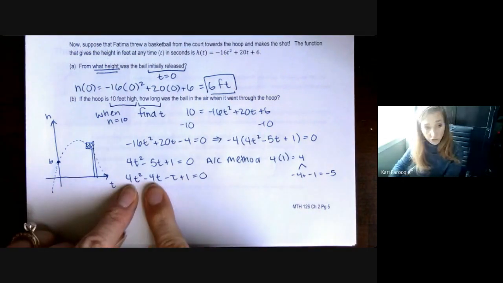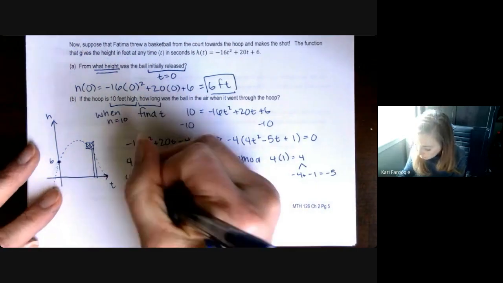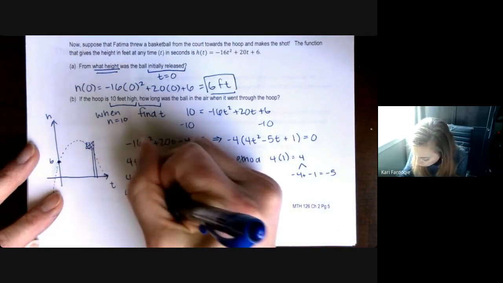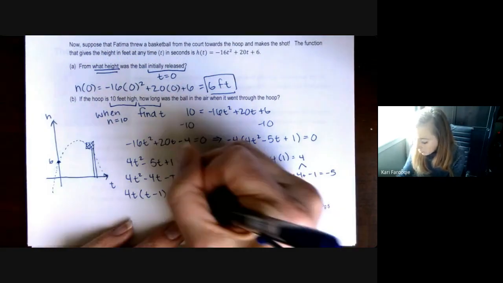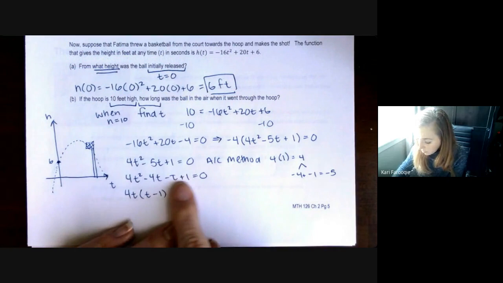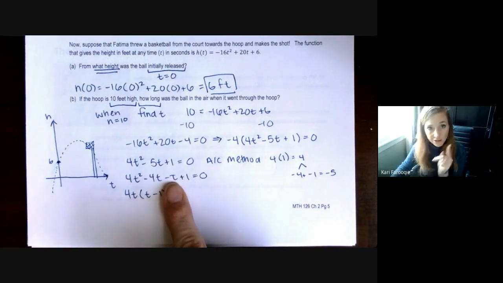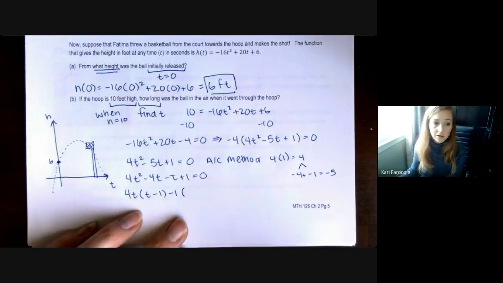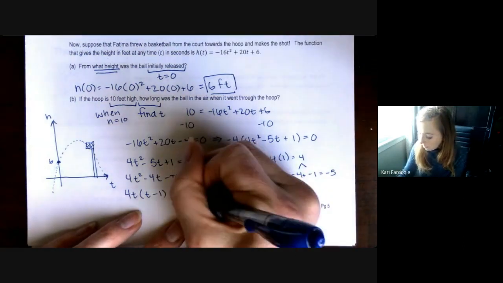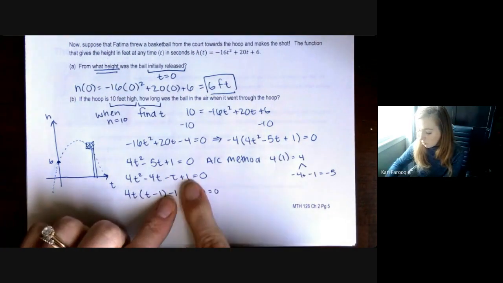I'm going to look at the first two terms, then I'm going to look at the second two terms. So for the first two terms, I'm going to take out the GCF of 4t, and that leaves me with t minus 1. And for the second two terms, they only have a 1 in common, but if the third term is negative, you should always take out the negative GCF, always. So take out a negative 1. And that leaves you again with t minus 1, because negative 1 times negative 1 is positive 1.